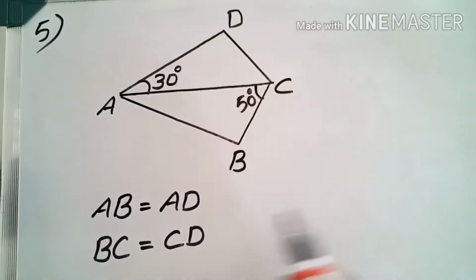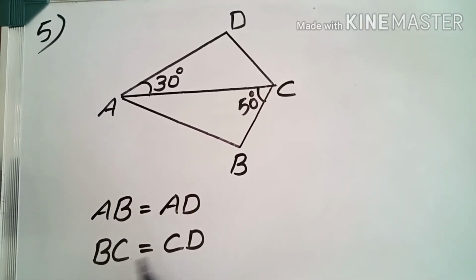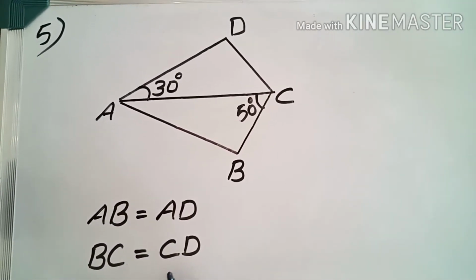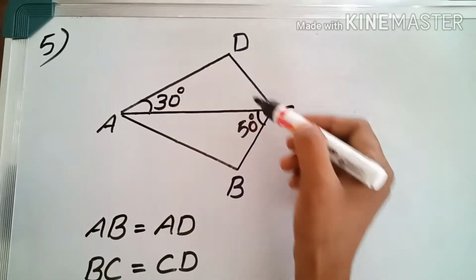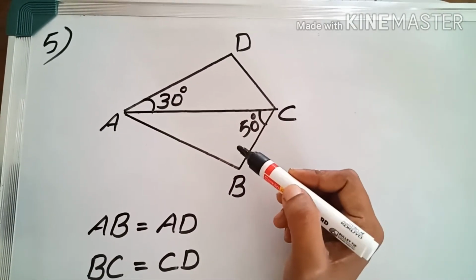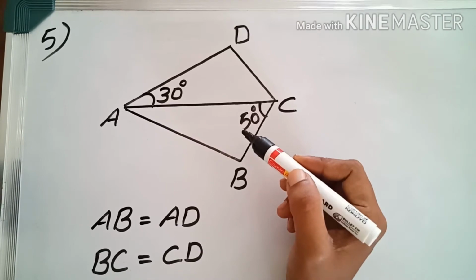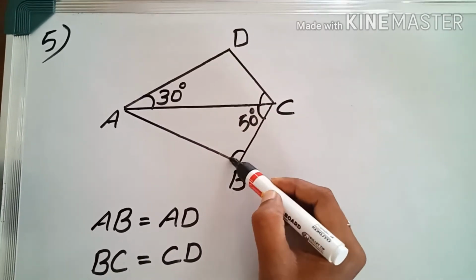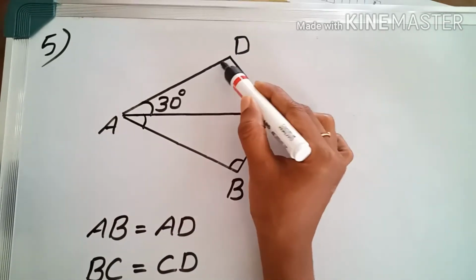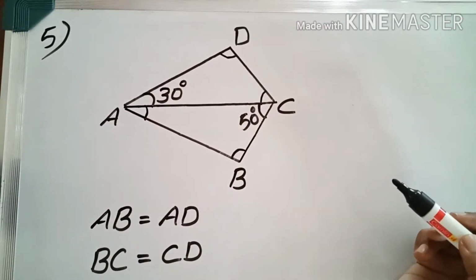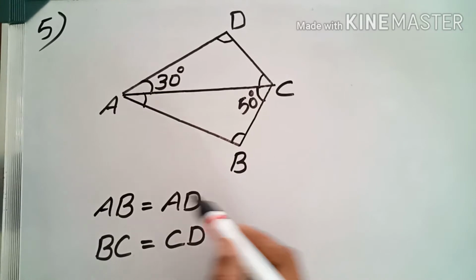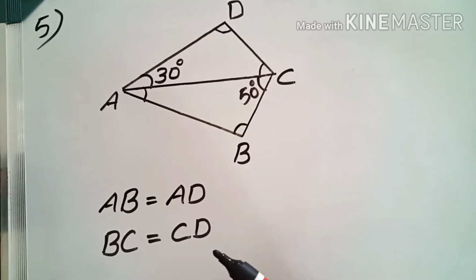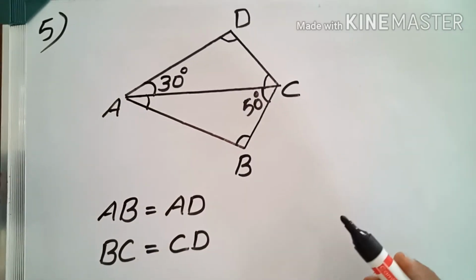And one more thing is given, that is AB equal to AD and BC equal to CD. We have to find all the remaining angles of this figure. That is the question. That means this angle, here one angle, here one angle. All these angles we need to find. This is the clue given. So we don't know anything about the quadrilateral.